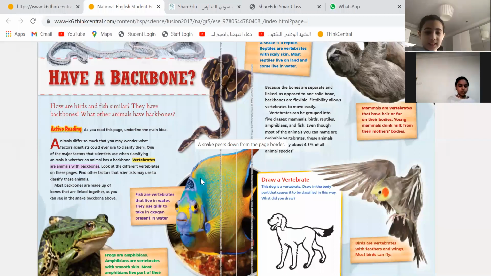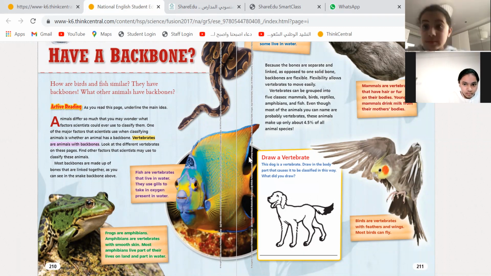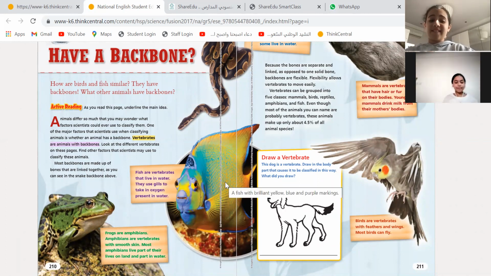What about the fish? Does it have a backbone? Yes, it has. It lives in water, yes, but it has a backbone. It's over here, guys. Have you ever eaten a fish and seen something in the middle? It's a skeleton. It has a backbone. It uses gills to take in oxygen.